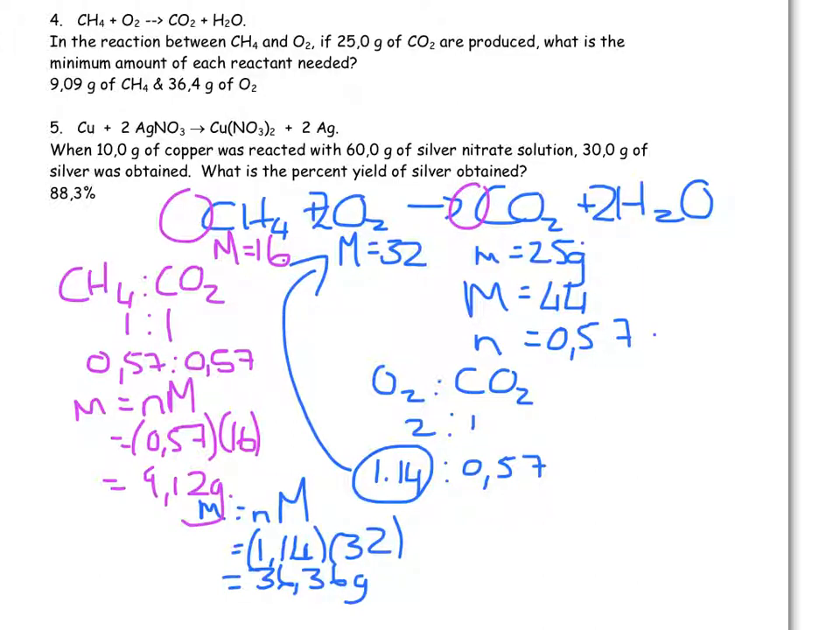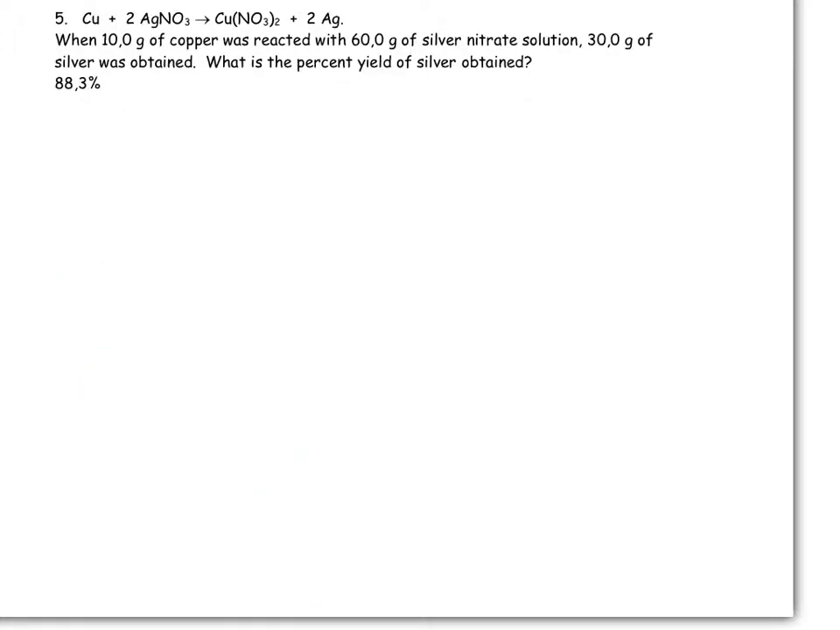On to number 5. When I've got 10 grams of copper and I react it with 60 grams of silver nitrate, good news is they've already balanced this equation for me, which is really, really nice. So I've got 10 grams of the copper and 60 grams of the silver nitrate. 30 grams of silver is obtained. Great. What is the percentage yield of silver? So what we need to do is first establish how much silver should we have got before making that comparison. So for the moment, I'm going to put that into brackets because it's not part of my calculation. Let me work out the molar masses of everything.